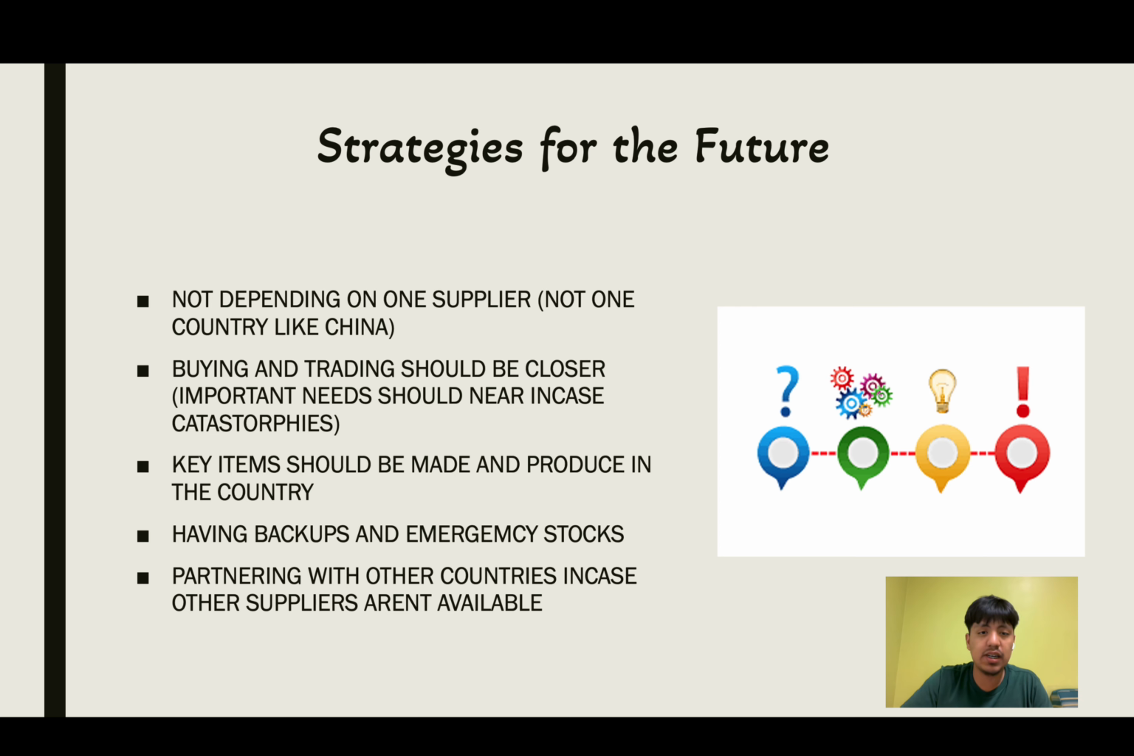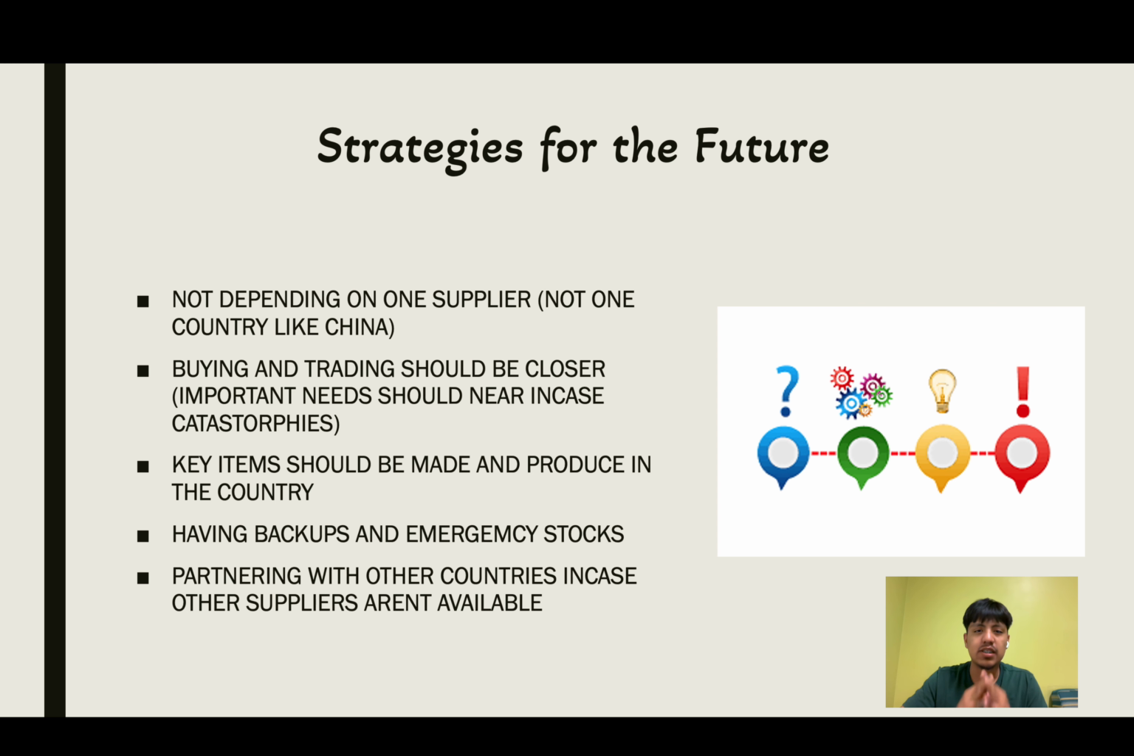Moving on to strategy, key items should be made and produced in country, meaning the key resources and items we need should be made in every country, not just the US. Since the pandemic happened, it was hard to obtain what we needed. This should be a strategy they work on, like growing crops or making medical supplies, so they don't have to depend heavily on another place, if that makes sense.